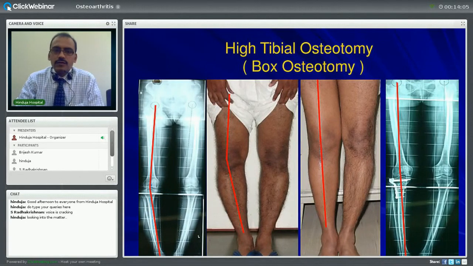What is high tibial osteotomy? This we can offer in patients who are younger, an age group less than 50 to 55 years, with mild to moderate arthritis. See in this particular slide, this bowing at the knee. The patient has severe knee pain, but this is not the age to offer a joint replacement surgery. So to avoid that, this is one of the modalities which can correct the alignment of the knee and help the patients to avoid the surgery.